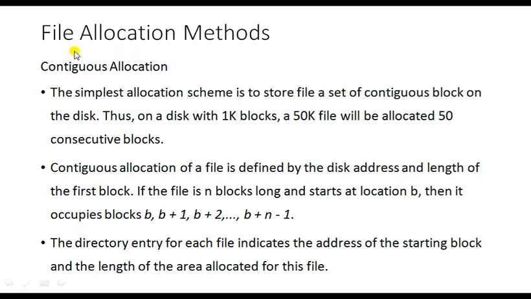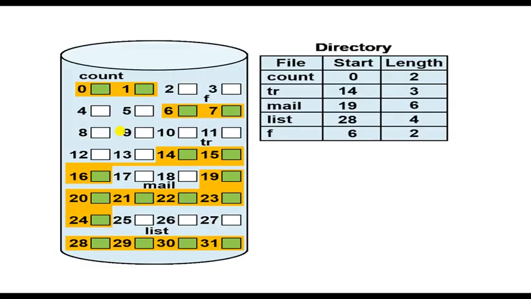So again, there are three methods for file allocation. The first one is contiguous allocation. Contiguous means at the same place, one after another. If you observe this diagram, this is the hard disk representation. In this hard disk, memory is divided into blocks from 0 to 31. There are 32 blocks available. Based on the request, suppose one file needs only one block of memory, so one block is occupied.